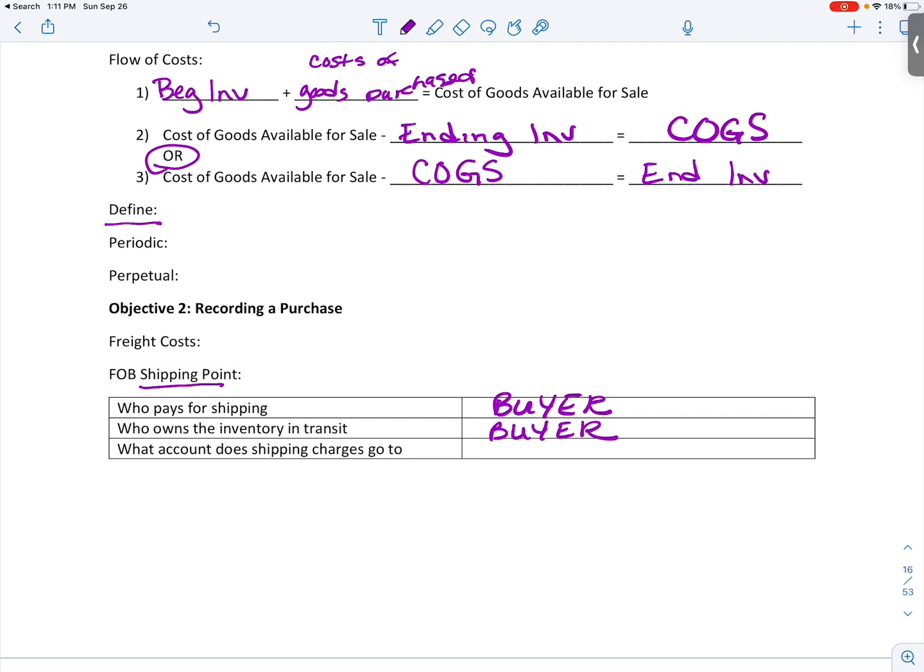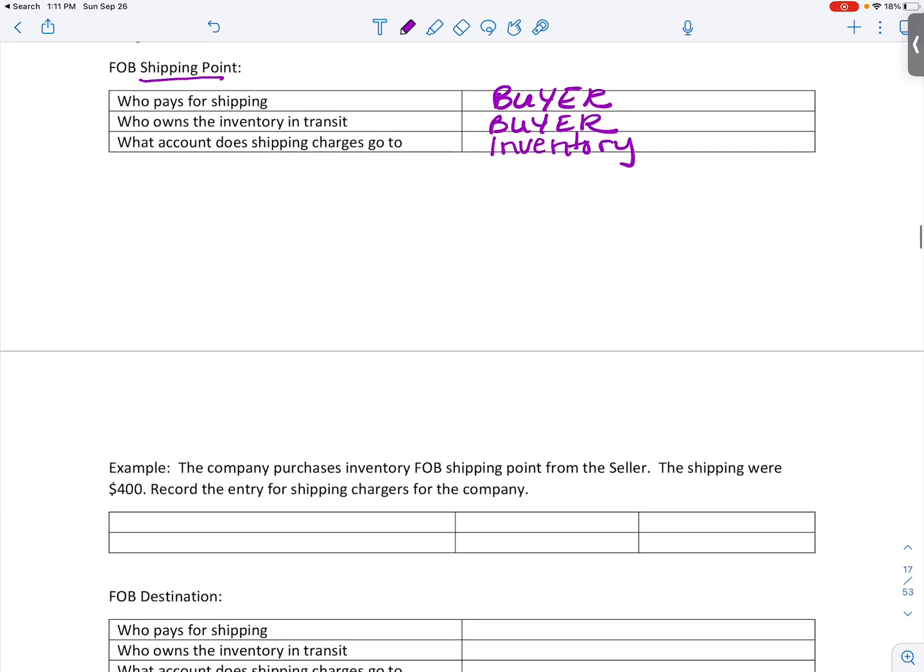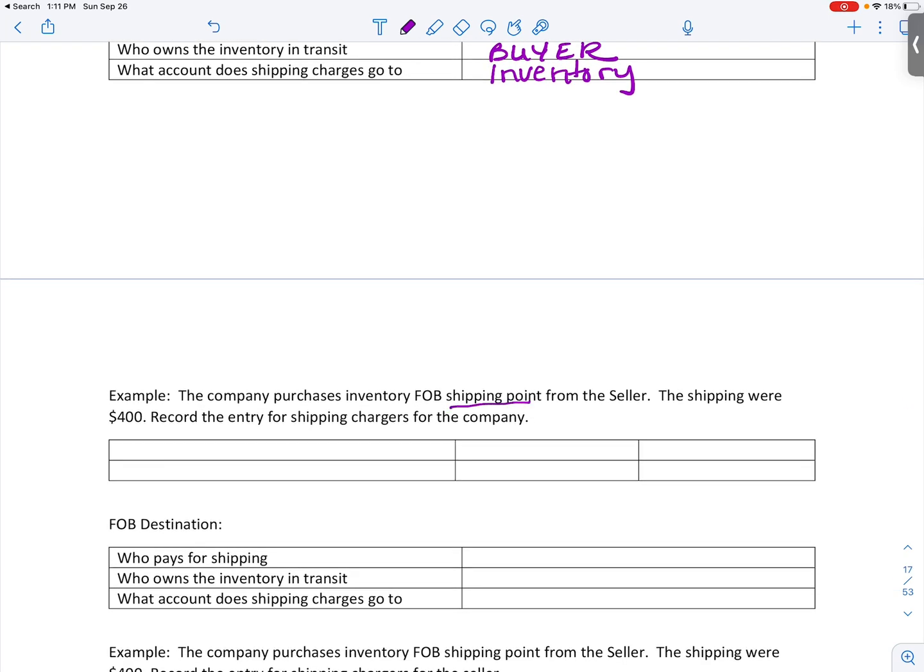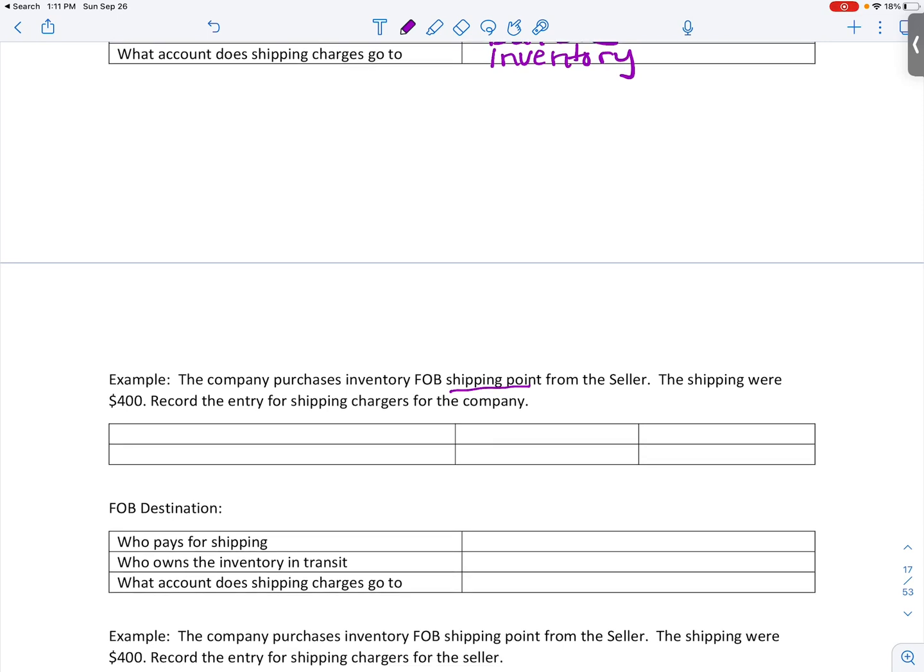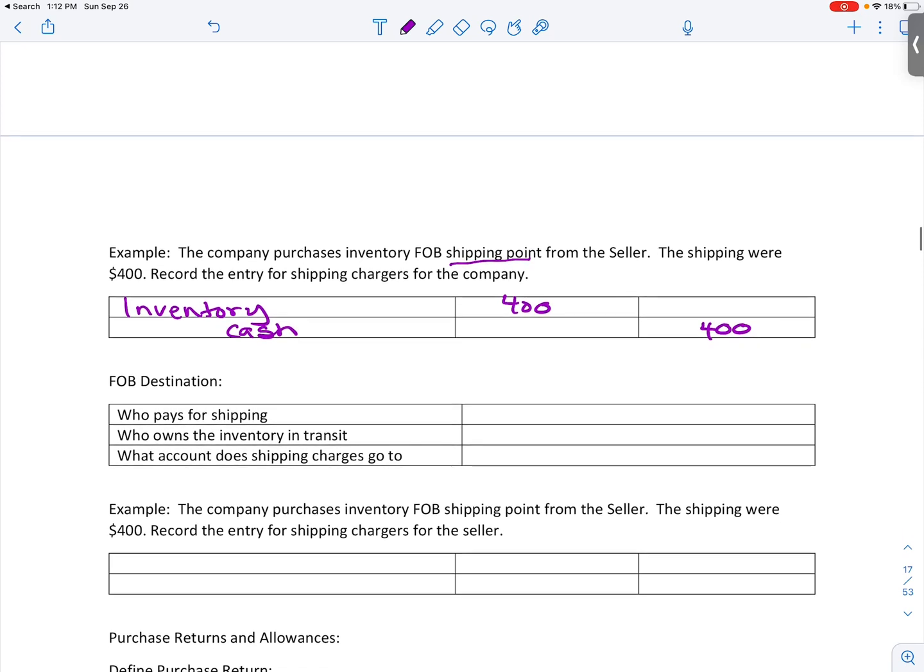So these shipping charges would then go to the inventory account. This is because whatever it's going to take to get that inventory ready for sale is going to go into the cost of the inventory. Therefore, if it is FOB shipping point, again, and we're the buyer recording these shipping charges, we're going to debit our inventory, credit our cash. You'll notice our inventory in units technically isn't increasing. We're just increasing the cost of that inventory.